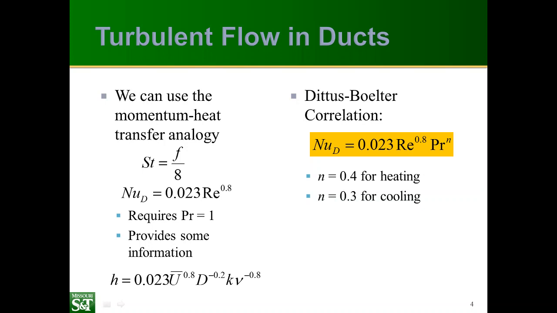And this is pretty much valid within 25% error, so 25% uncertainty, for a range of Prandtl numbers from 0.5 to just over 100, and for Reynolds numbers from 6,000 to about 10 to the 7th. It's also limited to fully developed flows within relatively smooth pipes that don't have much roughness.